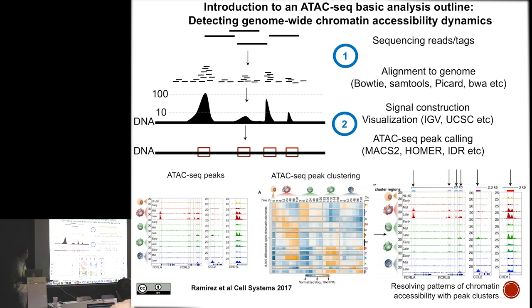So coupling the signal construction or signal analysis with peak calling and then quantitative measurements of clusters is important, and I think it's something you'll do in the beginning of your analysis so that you can look at how these open chromatin regions are specific or are changing across your different conditions. Are there any questions on this before I move on?